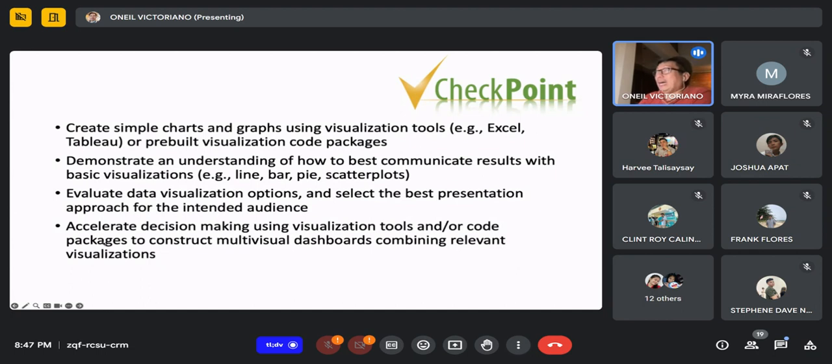It's basically in the tools, more or less drag and drop for a multi-view dashboard, combining relevant visualizations. So that's the end. That's the last part of my slide.